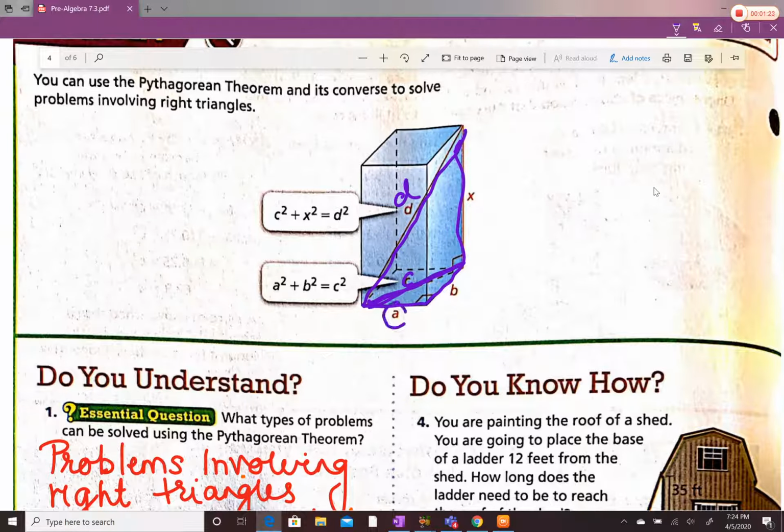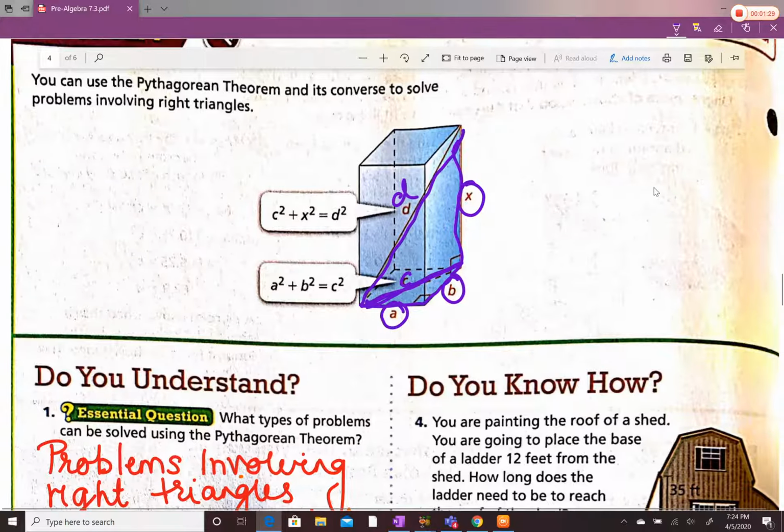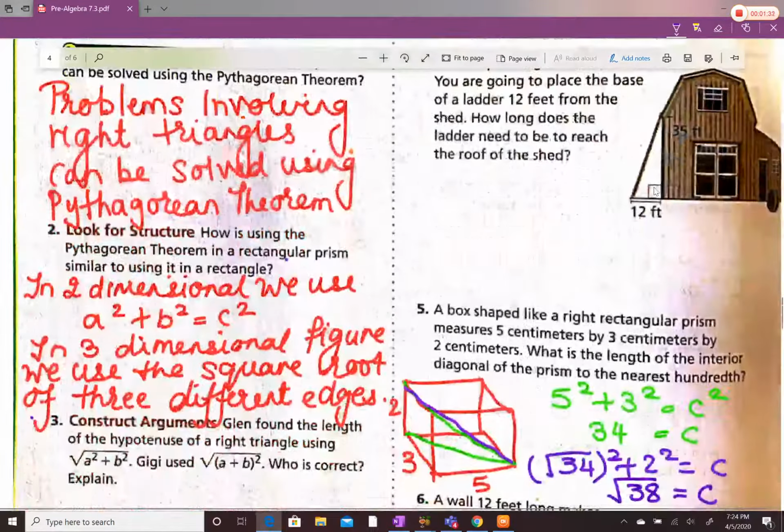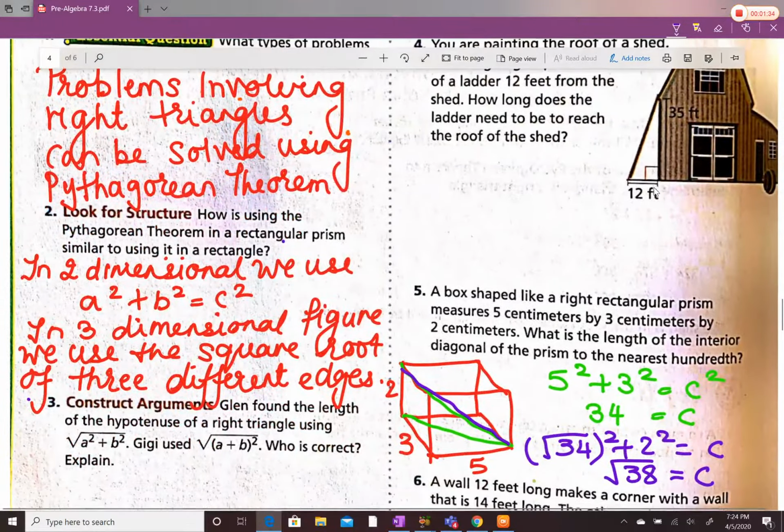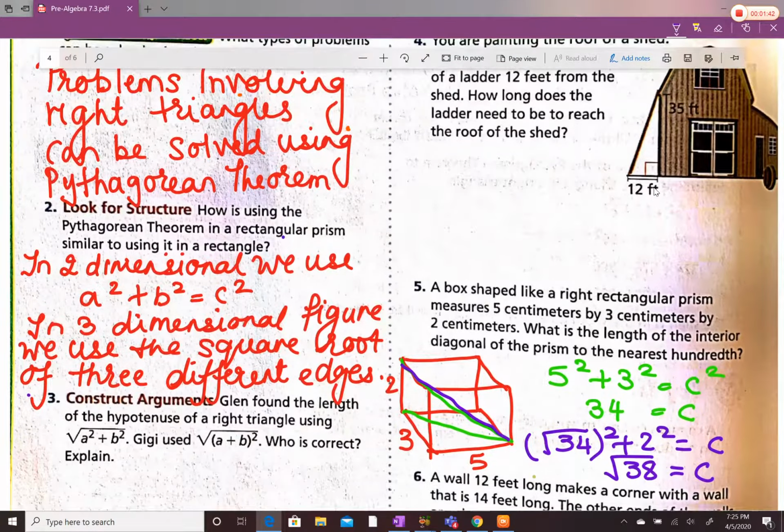So basically you're using 1, 2 and 3 sides. When you're doing a 3D figure, you're using 3 sides to find the diagonal. So in a three-dimensional figure, we take the square root of 3 different edges, and that's what I'm trying to say. If you understand, okay, otherwise that's what we are doing in all the questions.